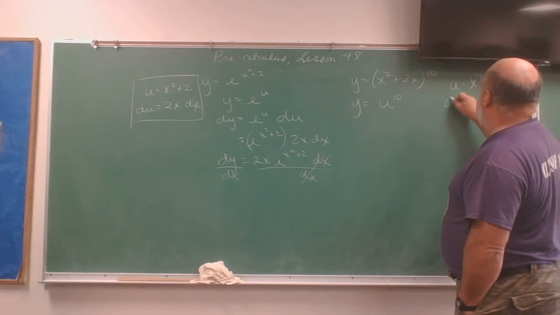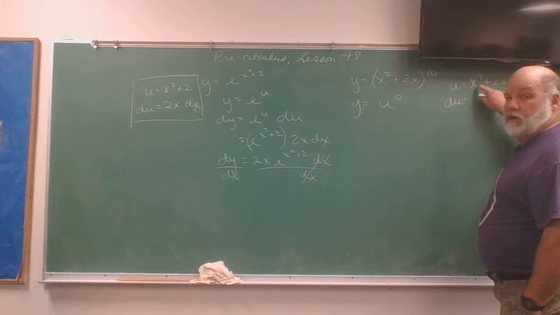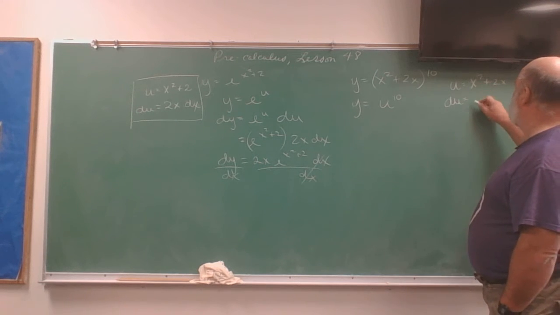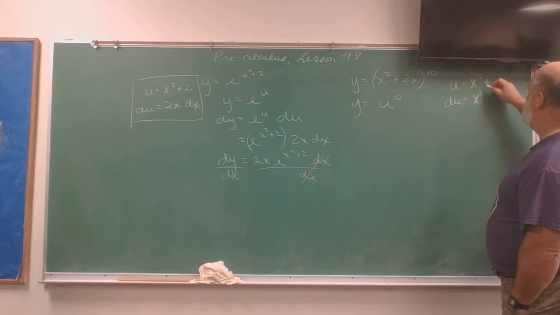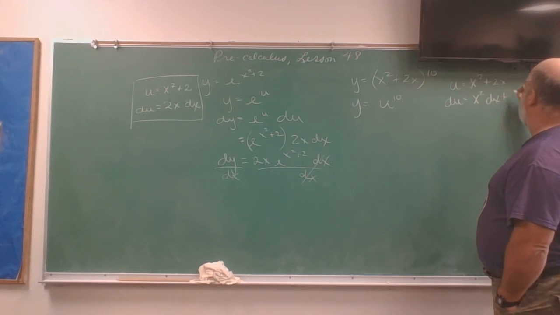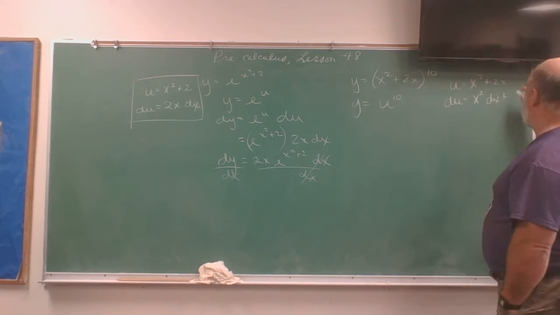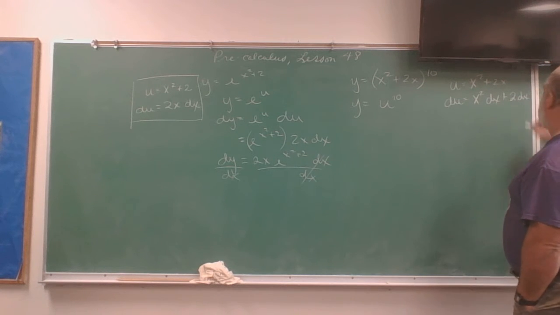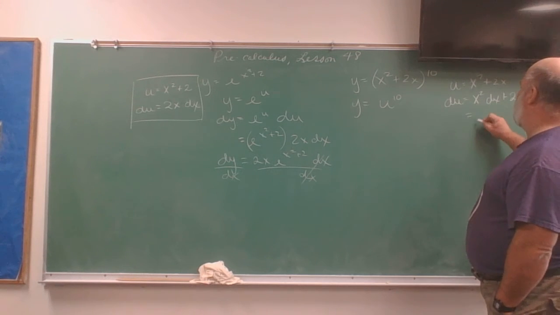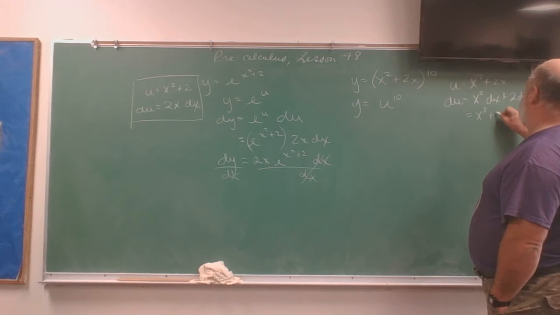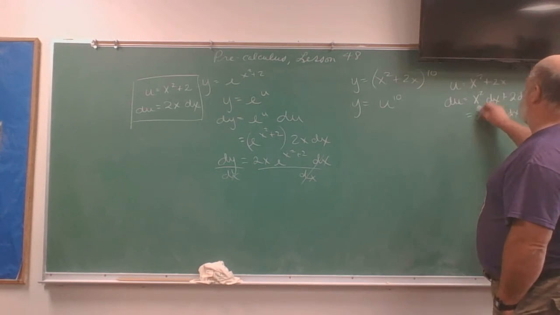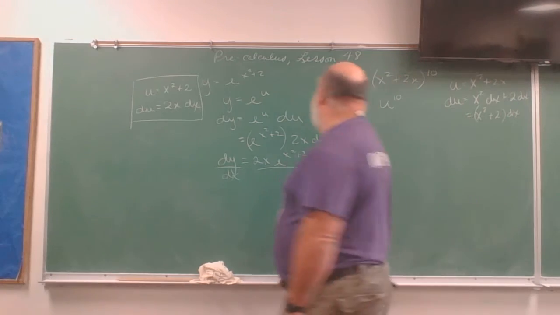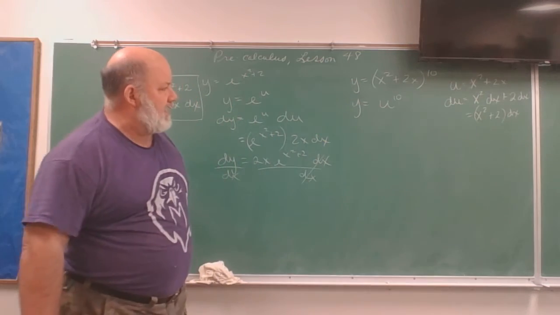What is du? du will be the differential of x squared, 2x dx, plus the differential of 2x, which would just be 2 dx. They'll probably factor out the dx and just say 2x plus 2. And a lot of times they won't even put parentheses. They'll just put dx over there. I don't understand the inconsistency.